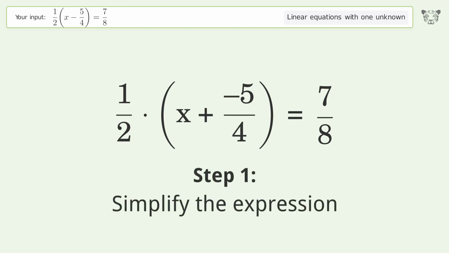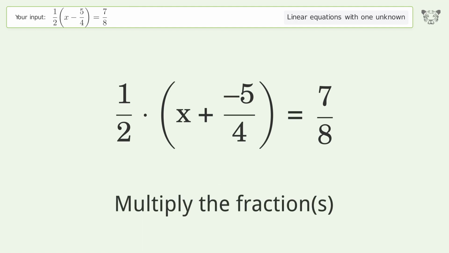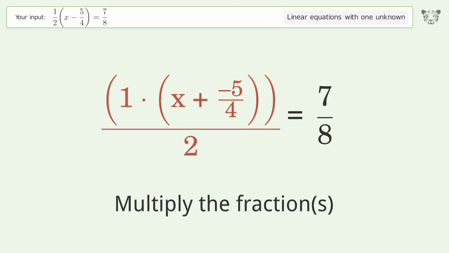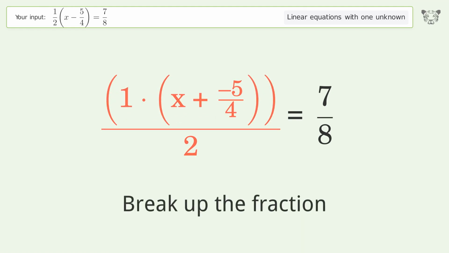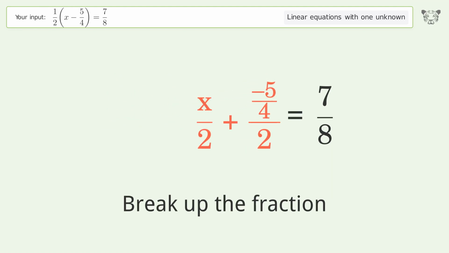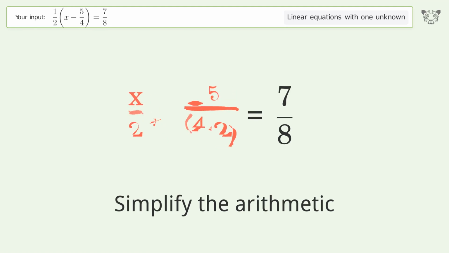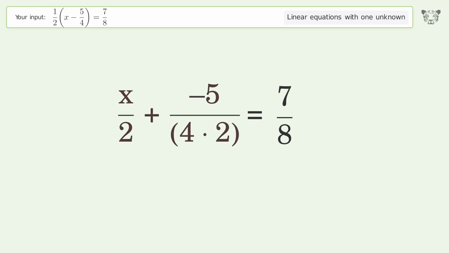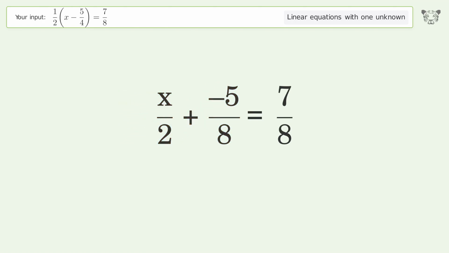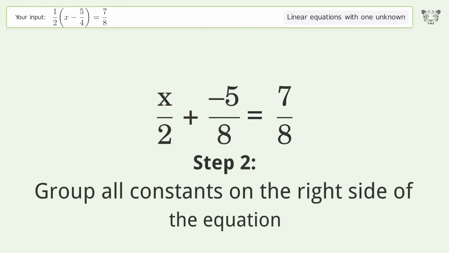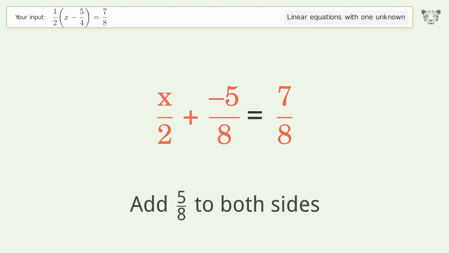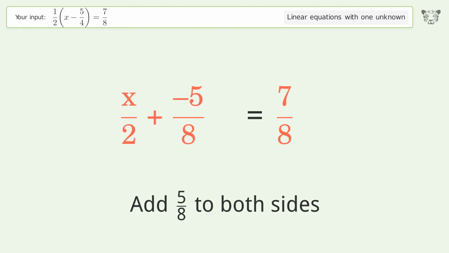Simplify the expression. Multiply the fractions. Break up the fraction. Simplify the arithmetic. Group all constants on the right side of the equation. Add 5/8 to both sides.